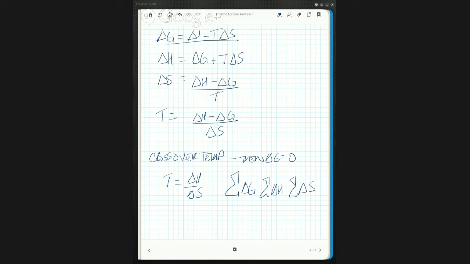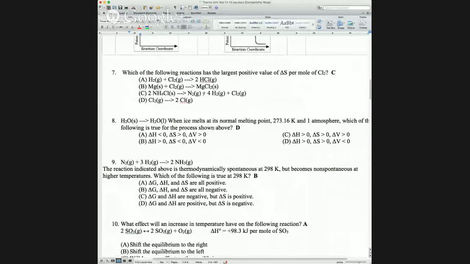And so Aria has another question, multiple choice number 7. Let's take a look at that problem. All right, number 7. Which of the following reactions has the largest positive value of delta S per mole of CO2? So delta S is entropy.